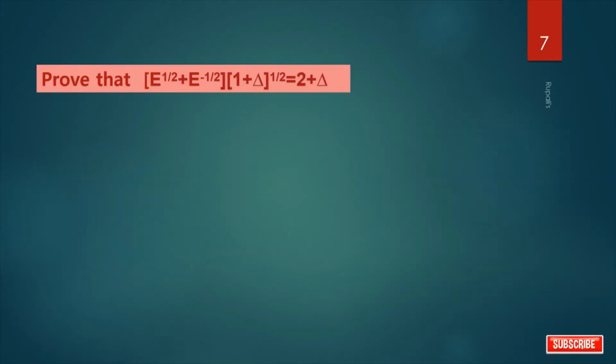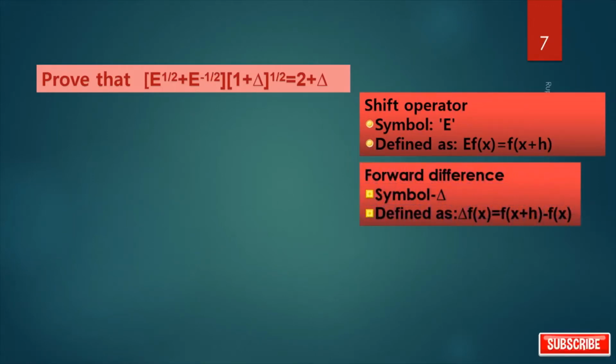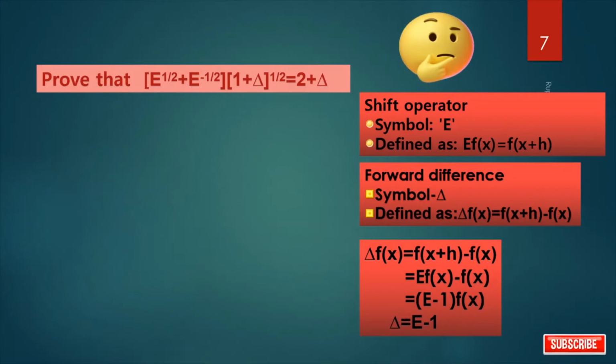Our next problem is this. Now, I am giving hints. First, this is the shift operator, symbol is capital E defined as Efx equals fx plus h. And this is the forward difference operator, symbol is delta defined as delta fx equals fx plus h minus fx. And we already proved that delta fx equals fx plus h minus fx, that is, fx plus h means what? It is Efx. So, Efx minus fx, that is E minus 1 fx. So, delta equals E minus 1. Now, think. I am giving 5 seconds for you.